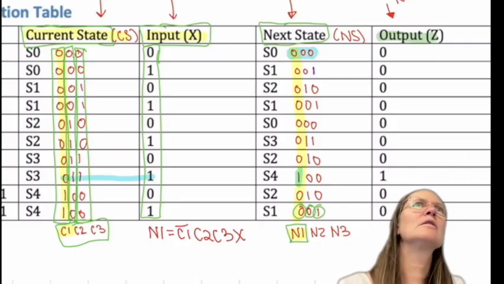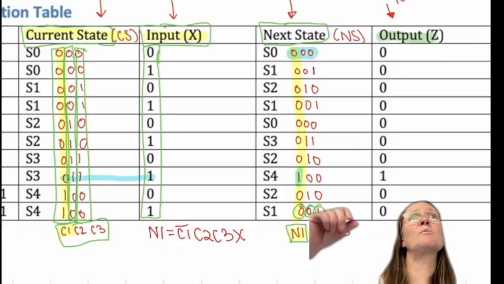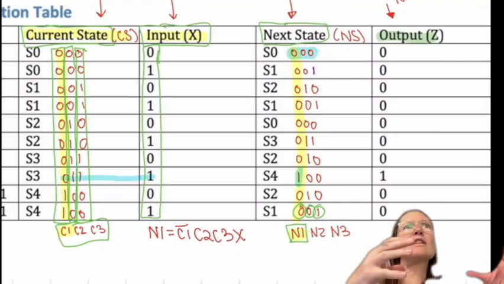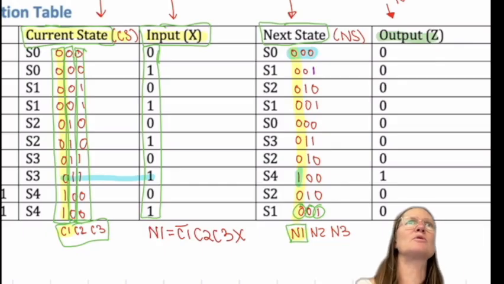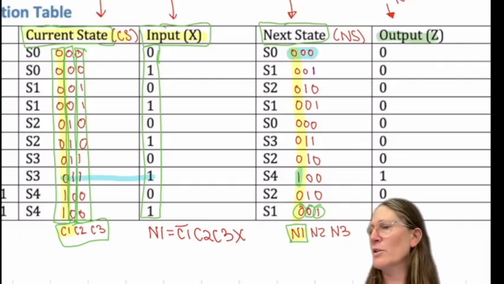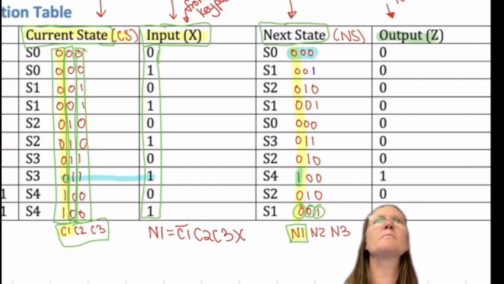X isn't unknown, right? X was your input, remember that digital lock? The X was what was pushed on the digital lock. Did I push a 0 or did I push a 1? So that's what that part is. This is from the keypad, what was pushed. Okay.